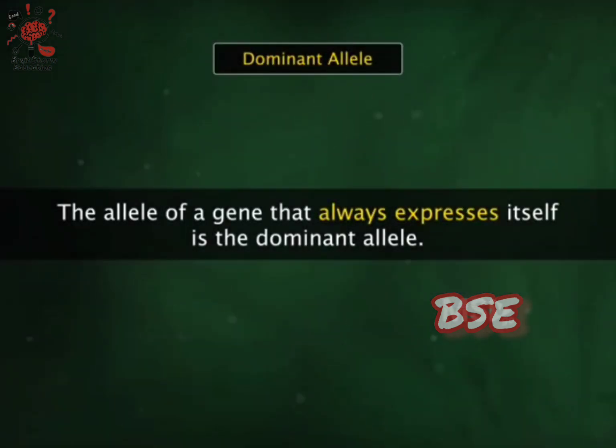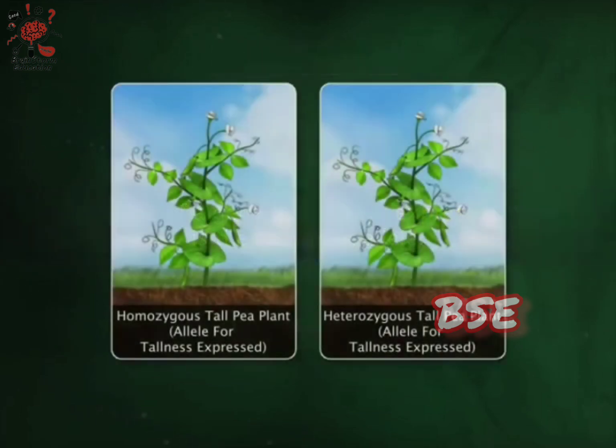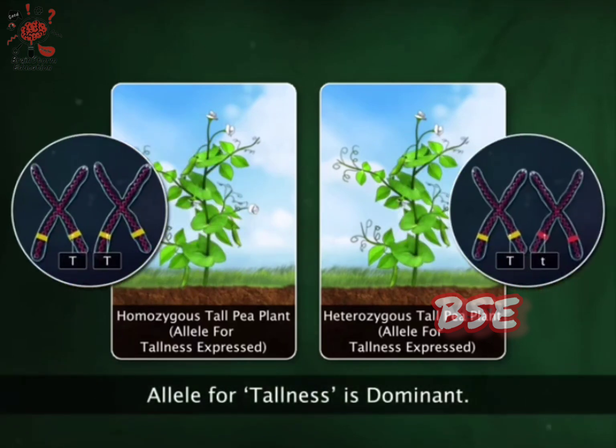Dominant allele. Of the pair of alleles, the one that expresses itself whether present in a homozygous or heterozygous condition is the dominant allele. For example, pea plants are tall in homozygous and heterozygous conditions. This shows that the allele for tallness is dominant over that for dwarfness. Dominant alleles are generally represented by a capital letter.